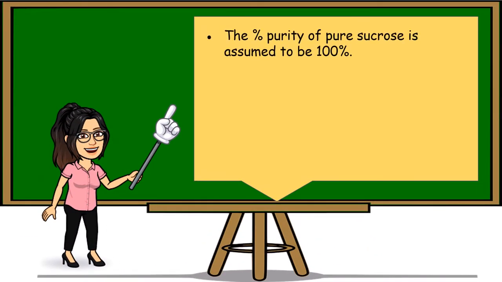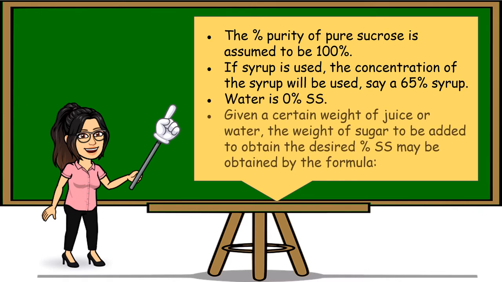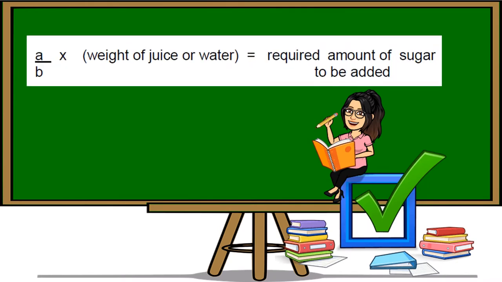The percent purity of your sucrose is assumed to be 100%. If syrup is used, the concentration of the syrup will be used. Say it is 60% syrup. Water is 0% soluble solid. Given a certain unit of sugar or water, the weight of sugar to be added to obtain the desired soluble solid may be obtained by the formula: A over B times weight of juice or water is equal to the required amount of sugar to be added.